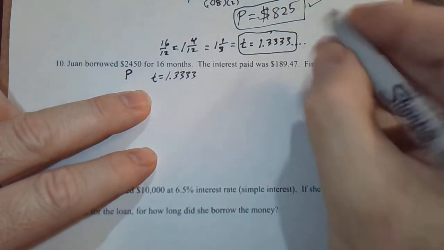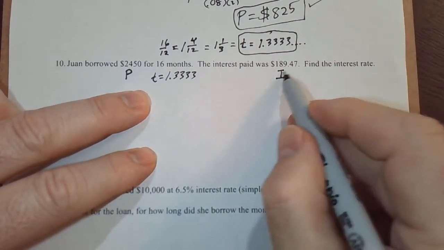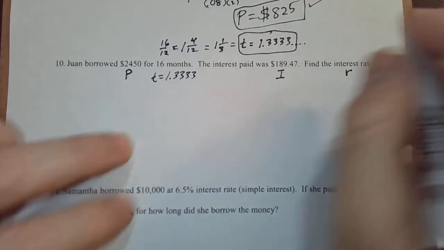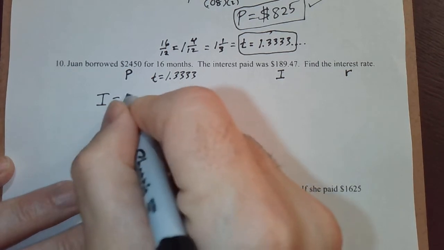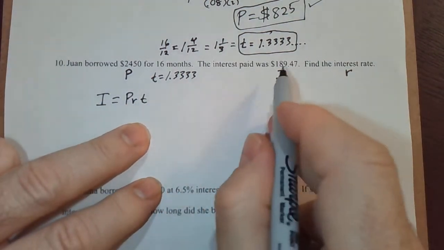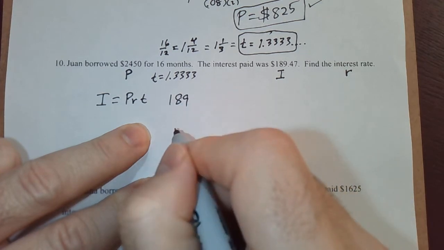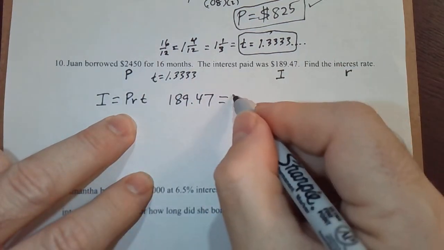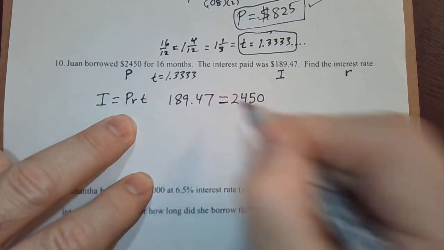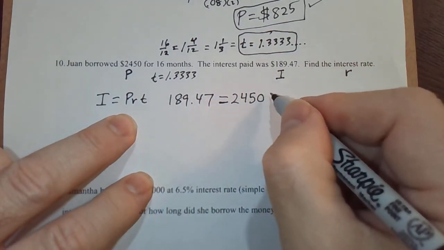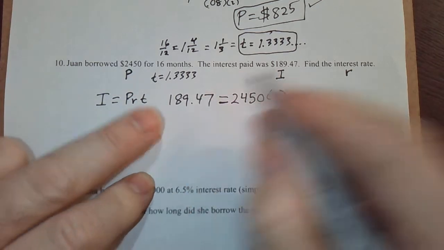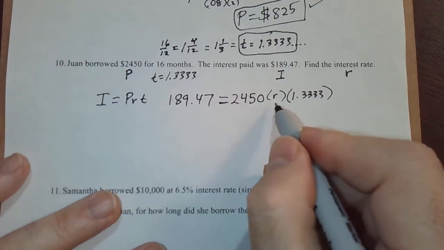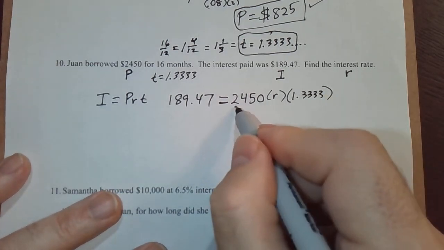The interest paid, capital I, is $189.47. Find the annual interest rate. That's what we're looking for. So I equals PRT gives us 189.47 equals PRT. P is 2450. R is what we don't know. And then T is 1.3333 rounded. All right, so if I want to know what R is, I need to get R by itself.